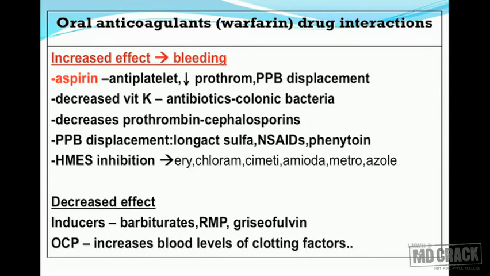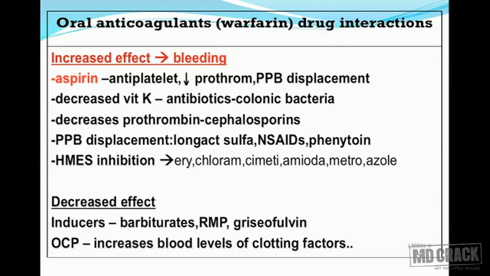First, we will consider those interactions in which there is increased effect of warfarin, that's excess anticoagulant effect leading to bleeding. So all those drugs which make warfarin more prone to have its effect are going to produce bleeding. Number one top candidate is aspirin. Aspirin has got an antiplatelet effect, and that's why this is going to lead to bleeding. Plus warfarin, there will be more bleeding. Antiplatelet effect is the first reason. The second one is decrease in the prothrombin, and the third one is the plasma protein binding displacement.